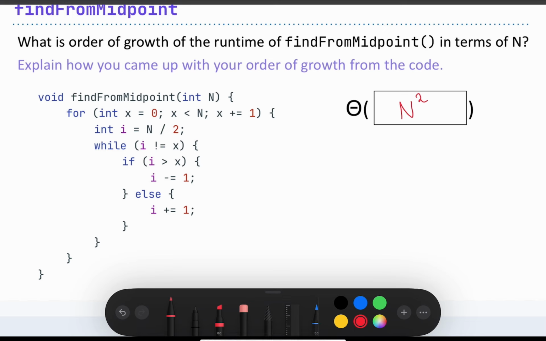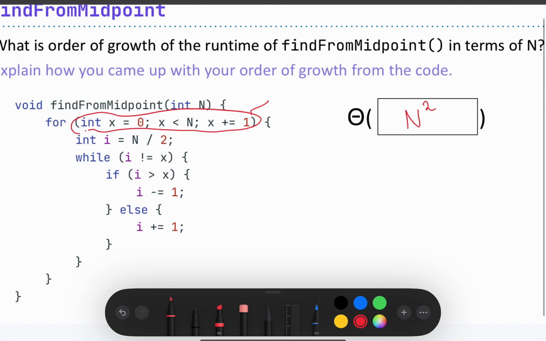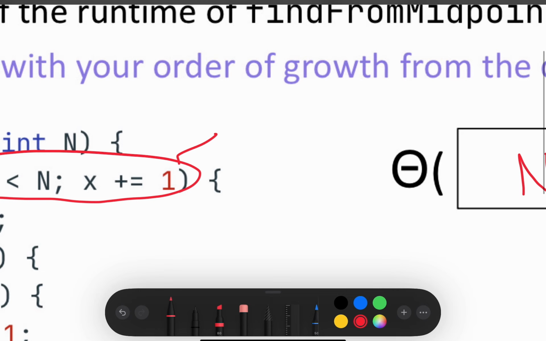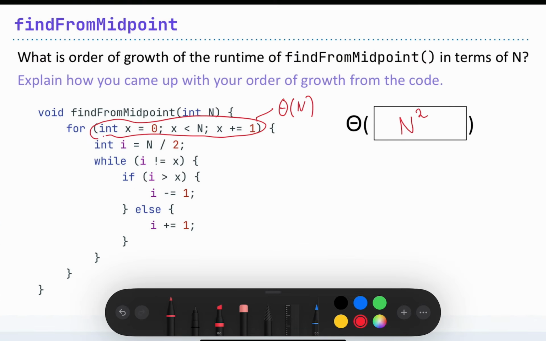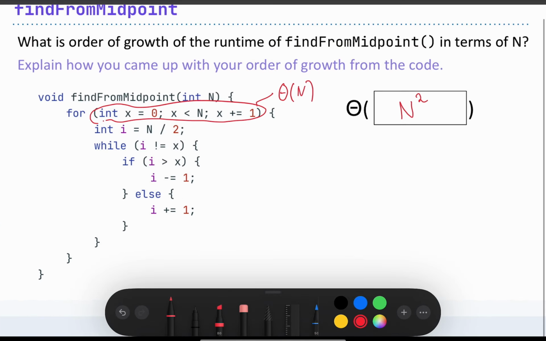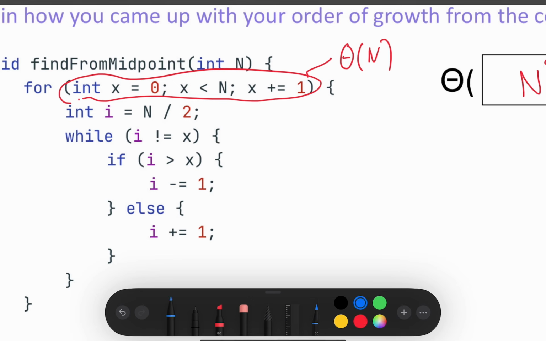However, we do have an inner loop as well, the while loop, and the number of times that runs depends on n. Just to clarify, this is going to run theta n times in the outer loop. However, once we get to the inner loop, it's going to keep on running until i is equivalent to x.